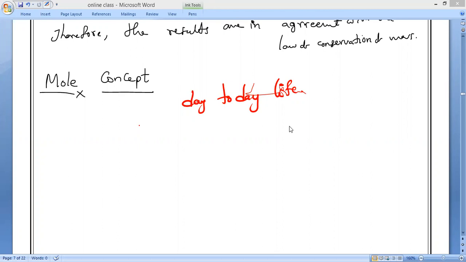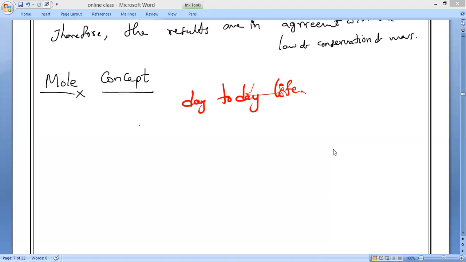So when it is a limited number in our day-to-day life, whether fruits, notebooks, pens or pencils, if it is in a limited number, we simply count them by 1, 2, 3, 4 like that.